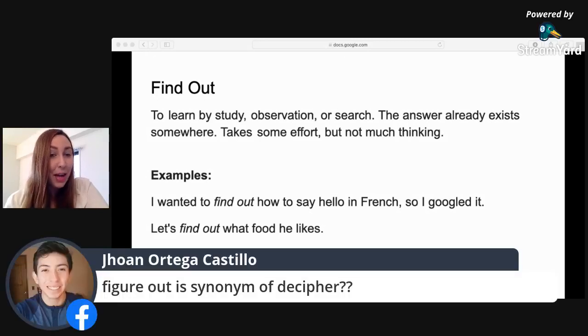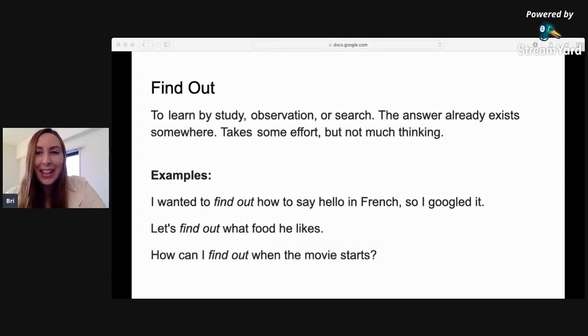Figure out is a synonym for decipher. Yeah, decipher. Decipher sounds more like for codes or something. We wouldn't usually say, let's decipher what we're doing for lunch, right? Figure out is often used in conversation. Decipher, we would use for like codes, deciphering a code, or deciphering something that is similar to a code, I guess. Okay. Hello, Jalil from the Philippines.